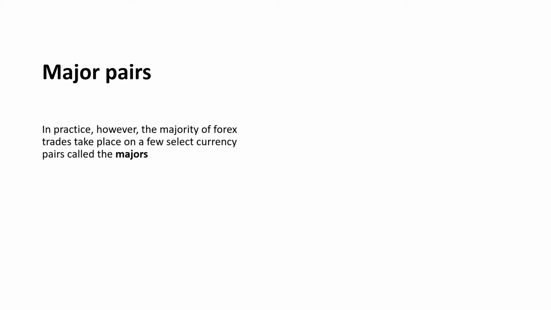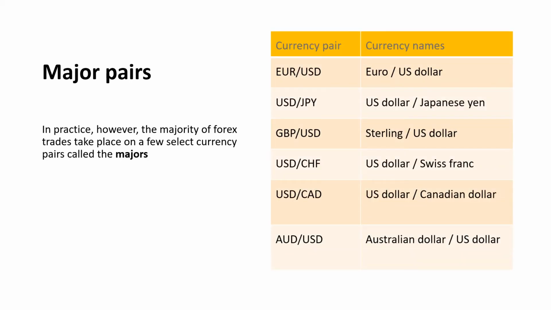In practice, however, the majority of Forex trades take place on a few select currency pairs called the majors. What constitutes a major pair varies depending on who you speak to, but most include the following 6 which account for over 80% of global Forex trade. Notice that all these pairs include the US dollar, which is by far the single most traded currency in the world.